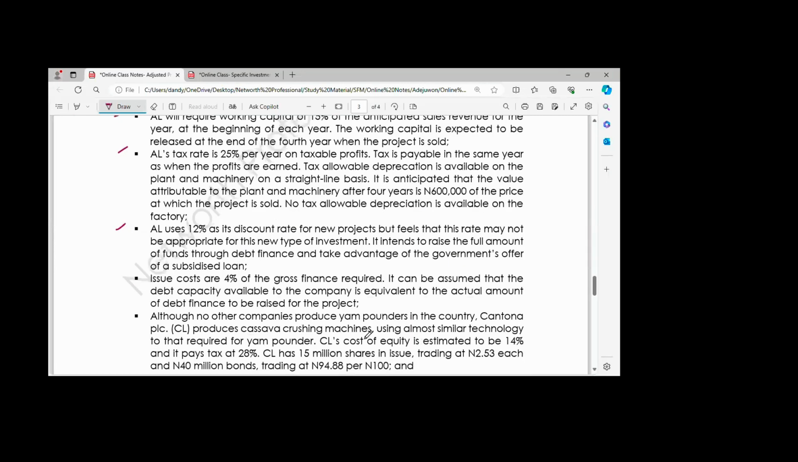So we're now told in this paragraph that AL uses 12% as its discount rate for the new projects, but feels that this rate may not be appropriate for these new types of investments. It intends to raise the full amount of funds through debt finance and take advantage of the government's offer of subsidized loan. So what I mean is that whatever this company wants to raise will be through debt finance as well as a subsidized loan.